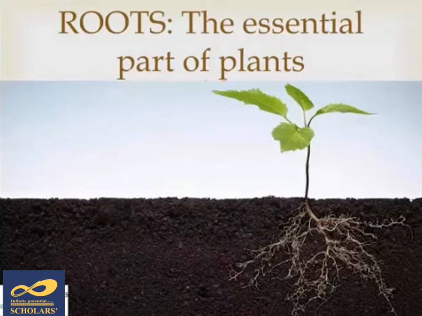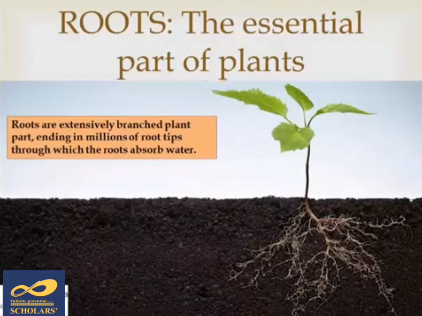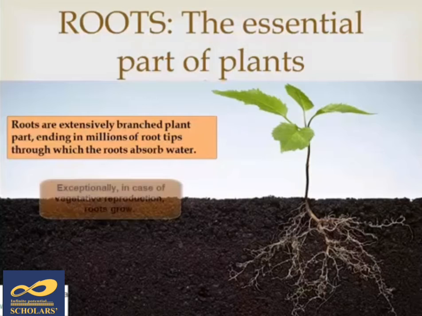Roots. They are extensively branched plant parts ending in millions of root tips through which the roots absorb water. Almost all plants grow in soil. If plant roots are cut and derooted and then the plant is fixed back into the soil, the plant would slowly dry up and die.